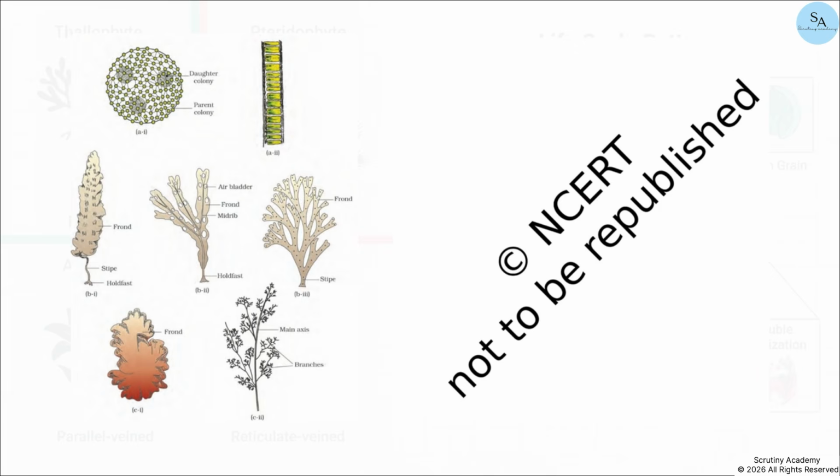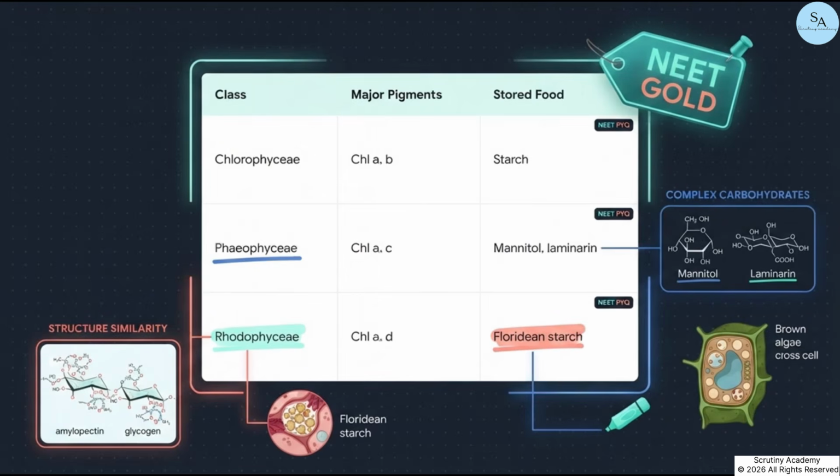Notice the green algae, specifically that beautiful spherical parent and daughter colony structure of Volvox. Now compare that to the brown algae like Fucus. Fucus is way more complex. It actually attaches to a surface with a holdfast. It has a stalk called a stipe and this leaf-like photosynthetic organ called a frond. The more you can associate these names with their actual distinct shapes, the faster you're going to recall them under pressure. Moving on, let's see how this all builds into their chemical makeup.